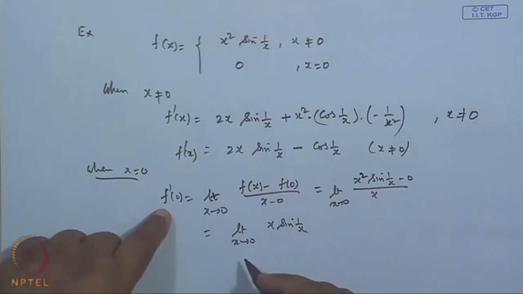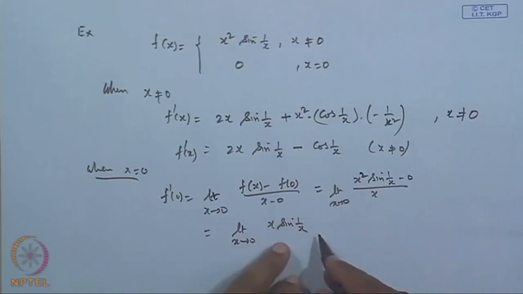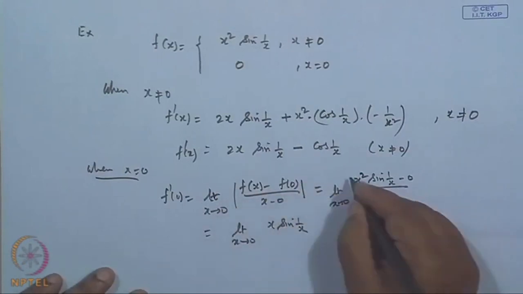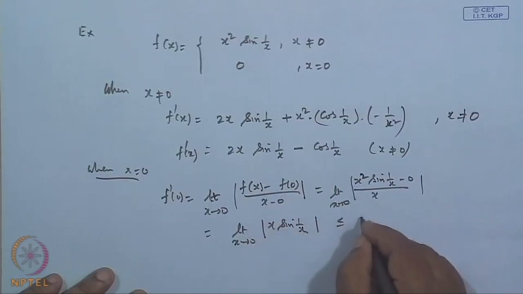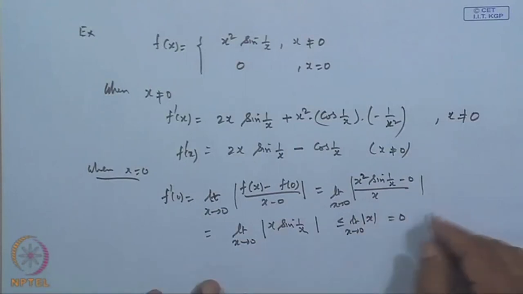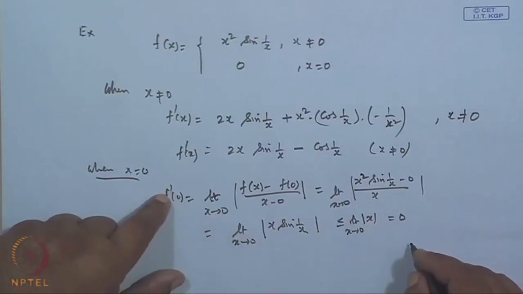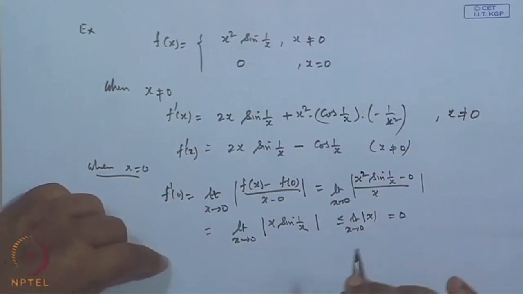Now, if we look, the term x sin 1 by x is always dominated by mod x. So, basically when you are taking the mod of this, it is less than or equal to mod of x, limit x tends to 0, and this limit will always come out to be 0. Okay. This limit comes out to be 0. Therefore, the limit of this exists and the derivative at the point 0 will be 0.